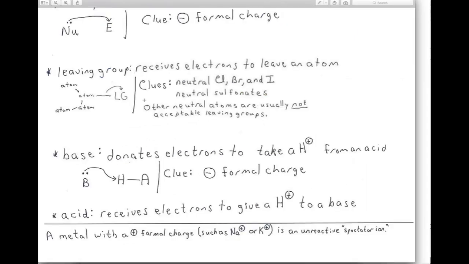In the first video, we mentioned that neutral atoms are usually not acceptable leaving groups, but there's some important exceptions you need to memorize. Obviously, we know that neutral chlorine, bromine, and iodide are good leaving groups, and you also need to have memorized that neutral sulfonates are also good leaving groups.